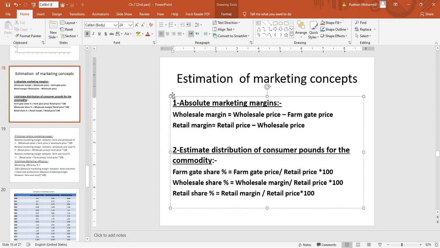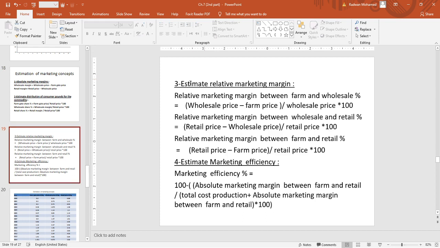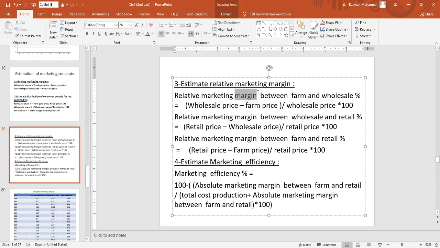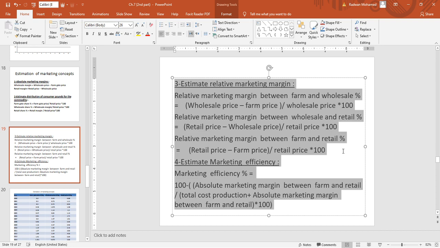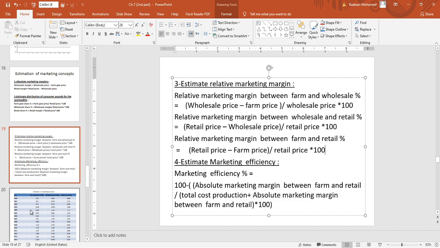Okay, so it's very easy. It's a matter of memorizing and studying the laws. Just study and memorize these laws, and you will be able to solve any problem. Here is another equation: the estimation of relative marketing margin between farm and wholesale. Margin here means difference. Any margin here means difference, and if you want a percentage, you will multiply by 100. Okay, so it's a matter of memorizing. As I said, you have to memorize all these laws in order to solve the upcoming equations or problems.